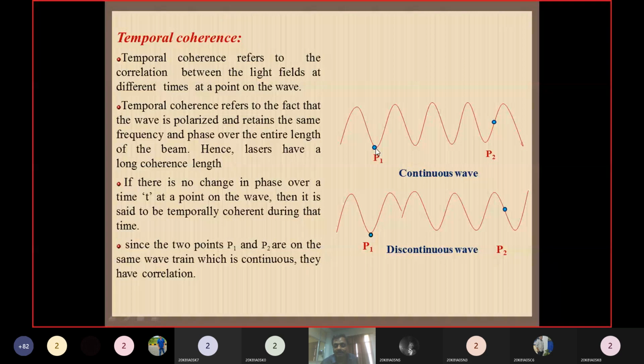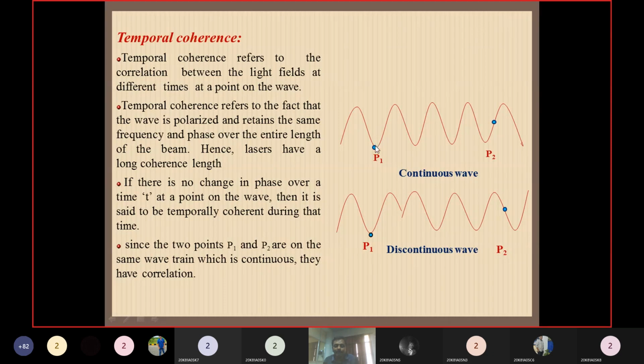Suppose the phase difference between these two waves is 10 radians. This is one wave, this is another wave, and the phase difference between them is 10 radians. If you take the same point after 10 minutes and calculate the phase difference between these two, it is the same, 10 radians. After that, the phase difference will become 11 radians.